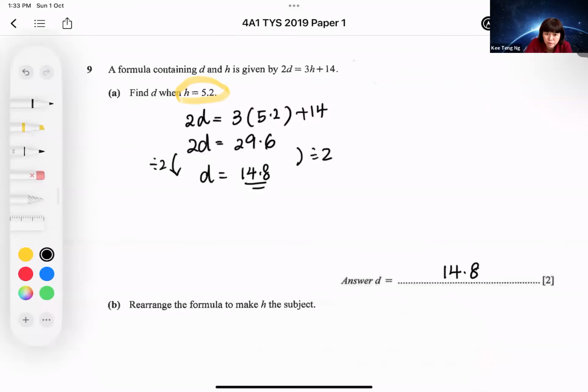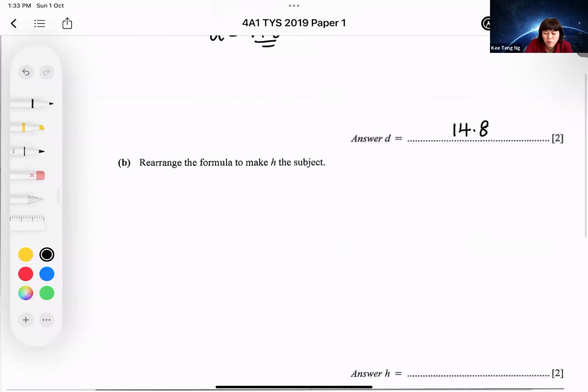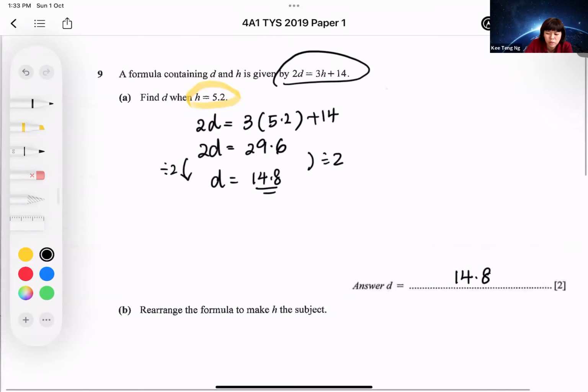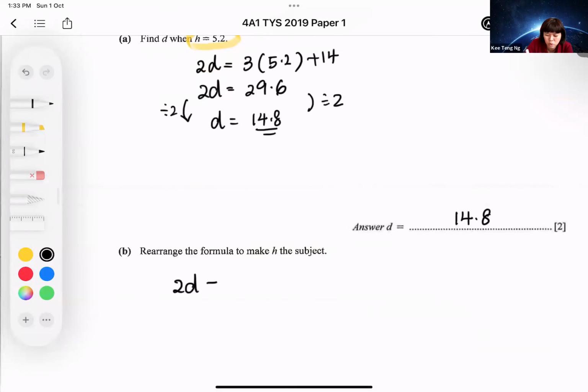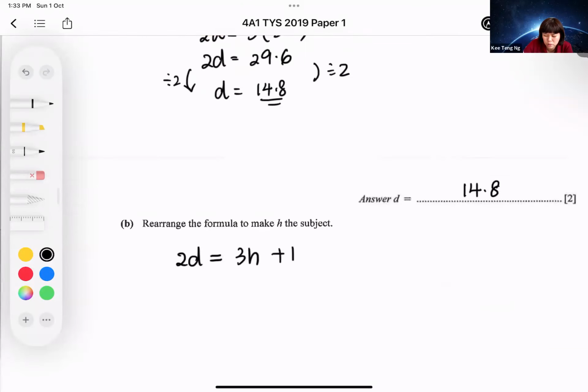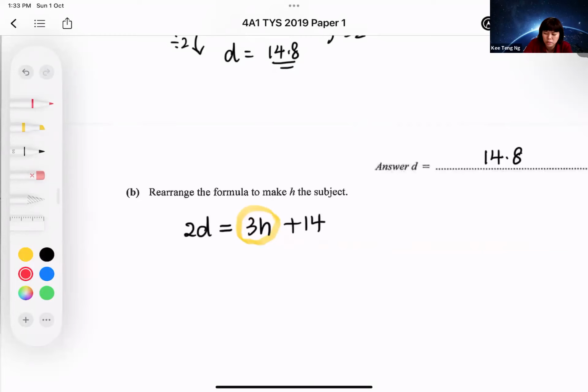Next part, you see every year people also have this question. Rearrange the formula to make H the subject. Which one is the formula? This is my formula, right? Copy down the formula. 2D equals to 3 times H, 3H plus 14. Now I want to make H my subject, but H is with the bodyguard 3, so cannot get rid of the 3 first. So we need to get rid of the 14. This is plus 14, so you undo it, you minus 14. So 2D minus 14 will give you 3H.